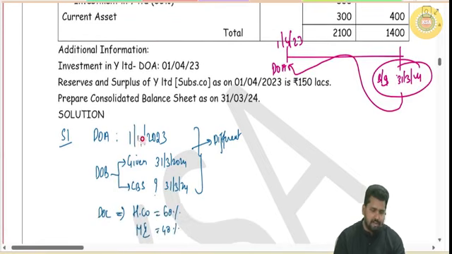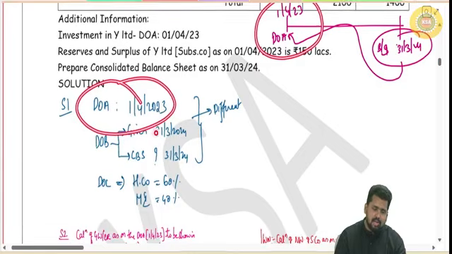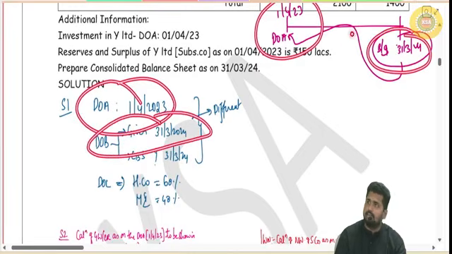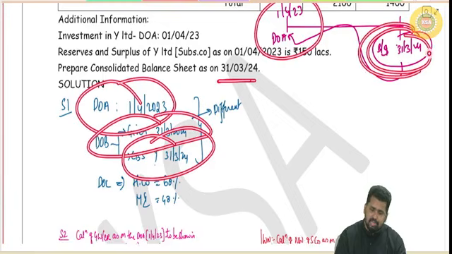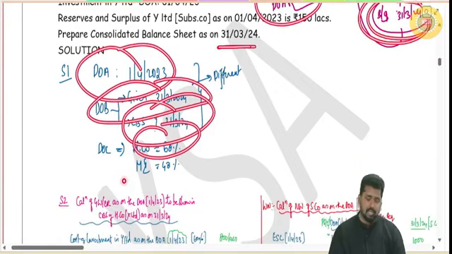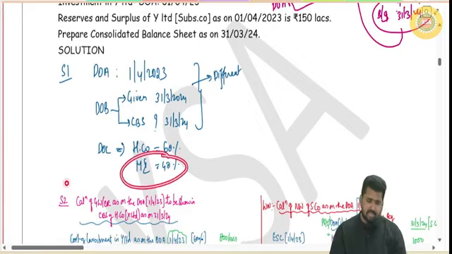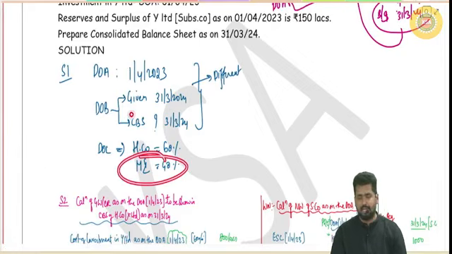So the date of acquisition is 1st April. The date of balance sheet given in the question is a balance sheet 1 year later, and they're asking for the consolidated balance sheet on what date only? 31st March only. Consolidation they're asking. What is the holding company's percentage? 60. Minority interest, MI, means what? Minority interest. Clear? How much? 40%. So 40% we are writing.